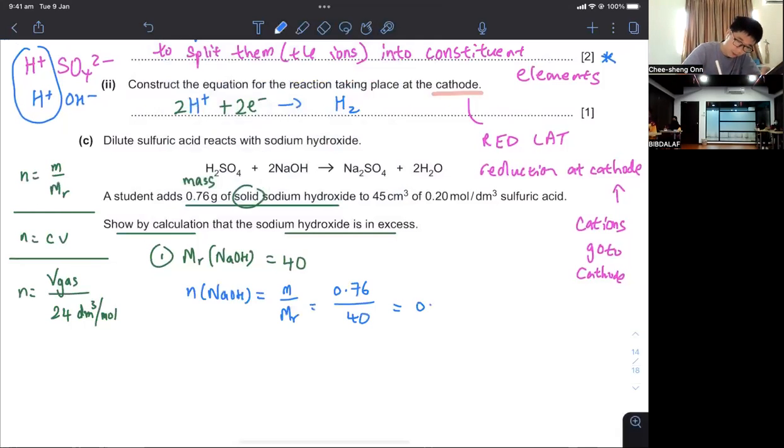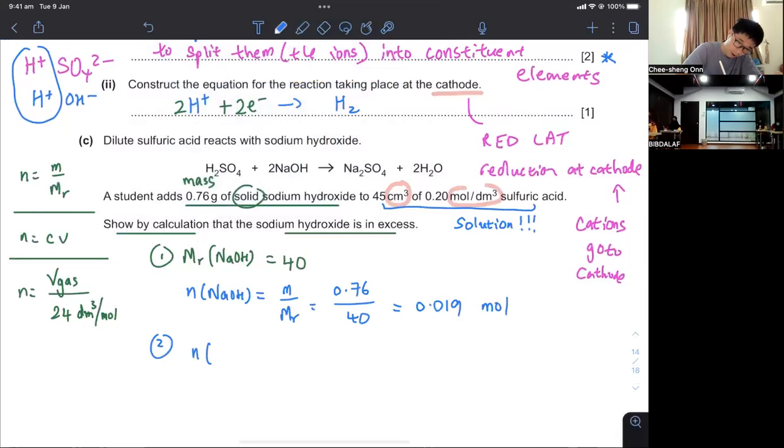And I get 0.019. Now, one thing is, keep your working tidy. Make sure you label mole. Make sure you have units. Make sure you keep your working tidy, all right? Now, this one is solution chemistry. This is a volume in cm cube. This is mole per dm cube. Number 1 mistake, people forget to convert cm cube to dm cube.